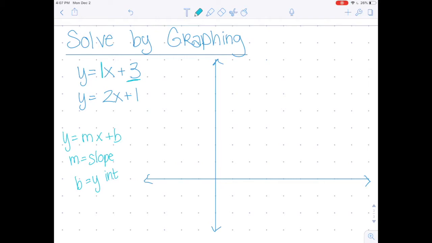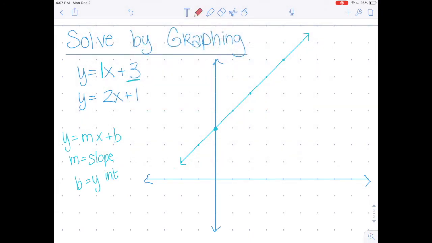So it crosses the graph at y equals 3. So if we go up 3, that's going to cross the graph at that point. And then we can go up 1 over 1 to get to another point because of the slope. So we keep doing that. Let's just get a few points here. Draw our line. There we go. That is the line for our first equation.